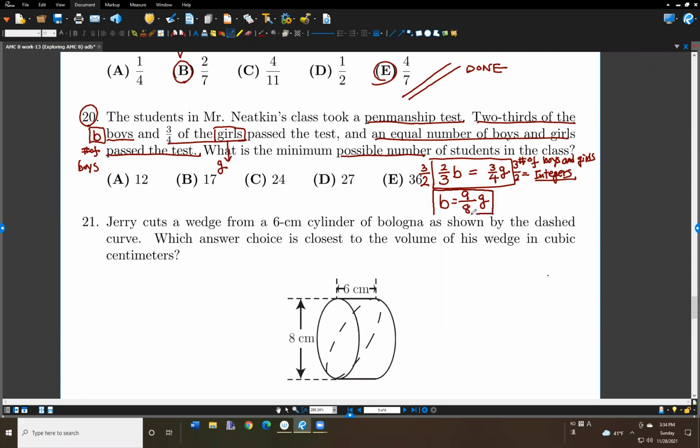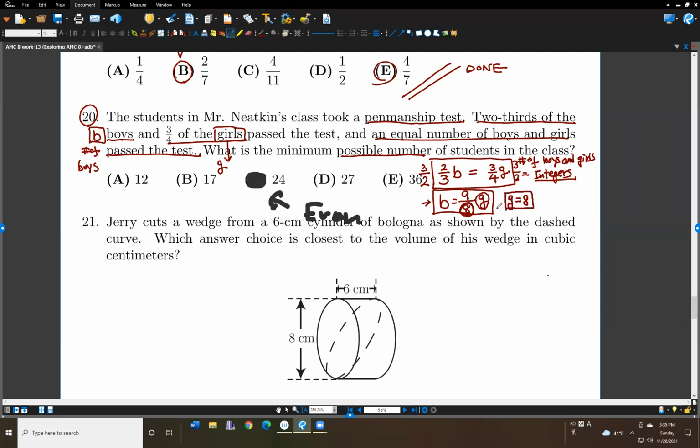B equals 9/8 times the number of girls. But we know that the number of boys and number of girls should be integers. First, check it out. B is an integer. What is the smallest number of G? It must be a multiple of 8. It can be 8, 16, 24, something like that. But the smallest G equals 8.